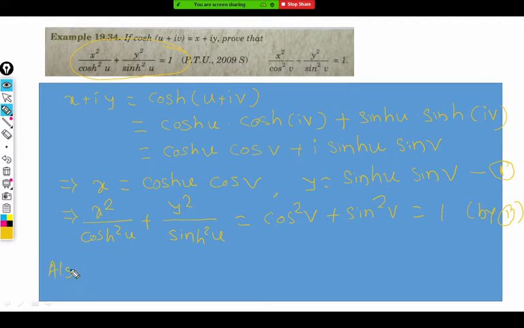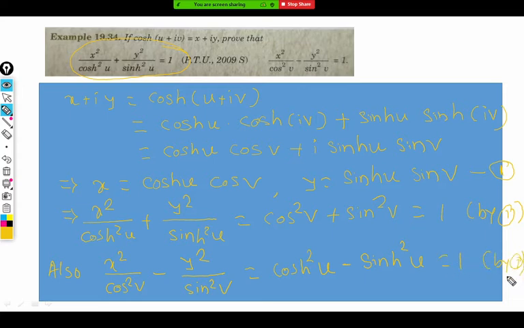Also, if you take x square upon cos square v minus y square upon sin square v, we are considering this equation, left hand side. Now we are replacing the value of x upon cos v. From equation 1, x upon cos v is cos h u, so cos h square u, minus y upon sin v. So y upon sin v is sin hu, so sin h square u. So this is again 1, and that's the required proof.